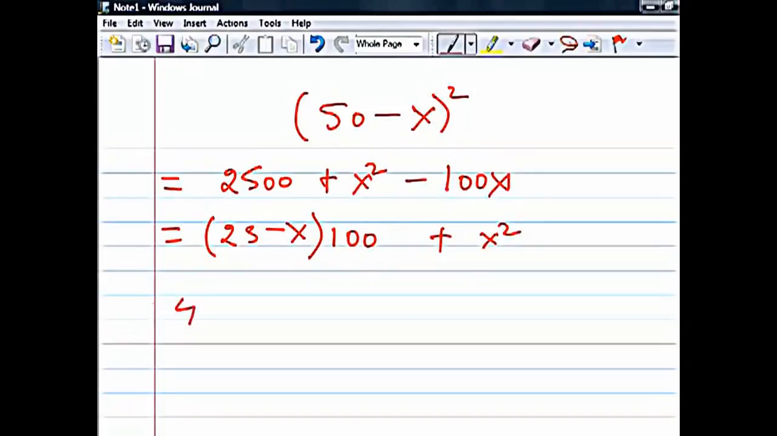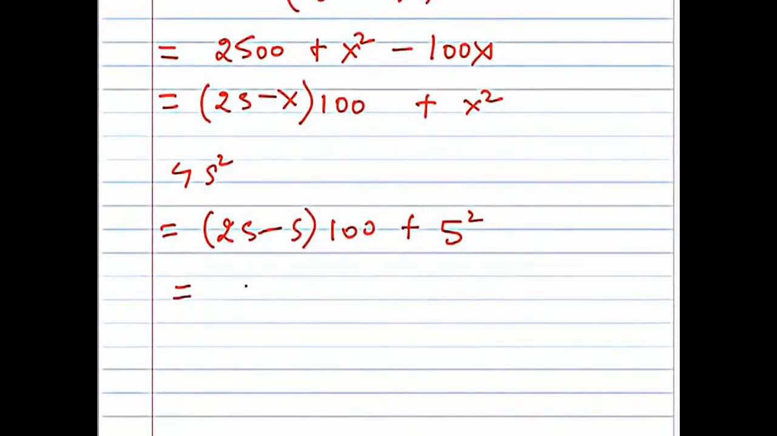Now if I have to do 45 square, it's simple. I have to write (25 minus 5) into 100 plus 5 square. This is equal to 2025. And I have to do the 55 square.